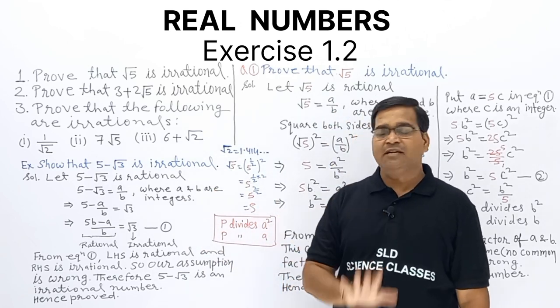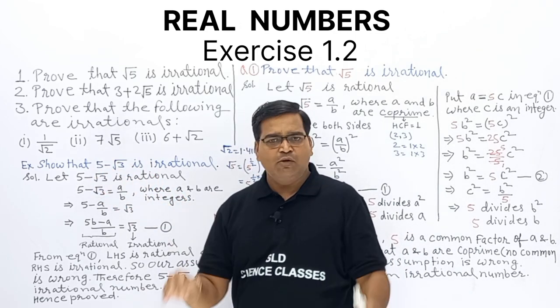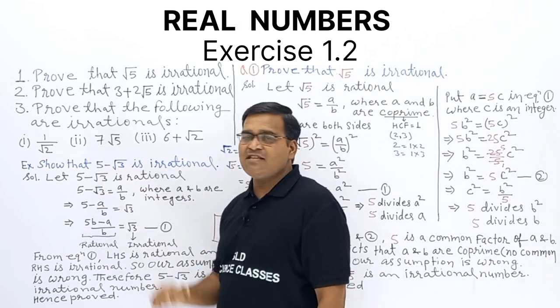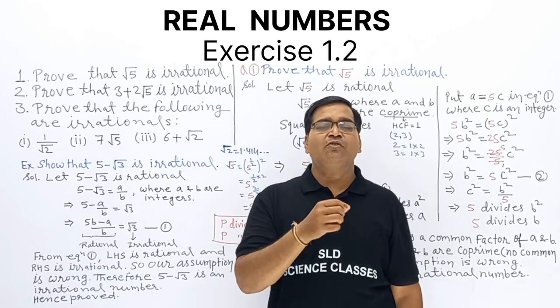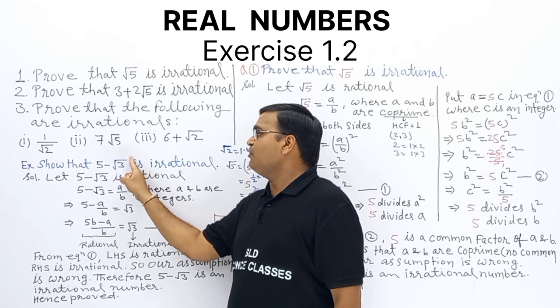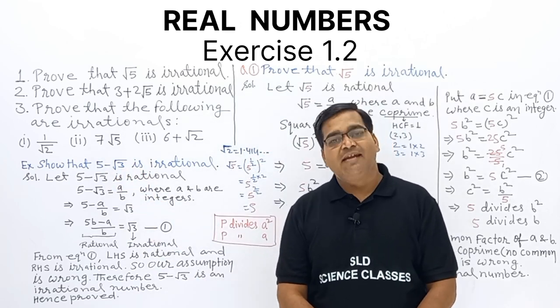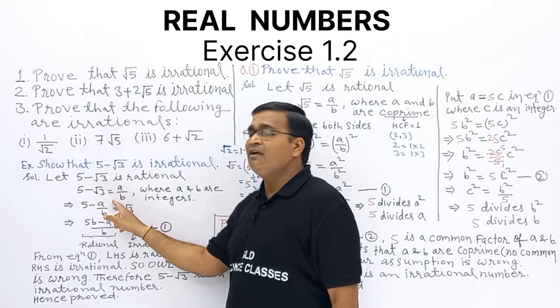Now, what is this standard process? First, the question is telling us confirmed that this is irrational. Why? Because 5 is rational and root 3 is irrational. We already know the operations of real numbers: one rational and one irrational, addition and subtraction will give what? Irrational. But we want to prove it, so we will assume this number is rational.